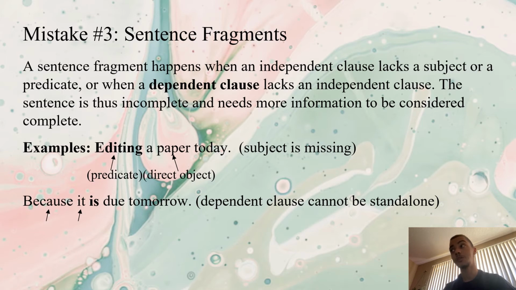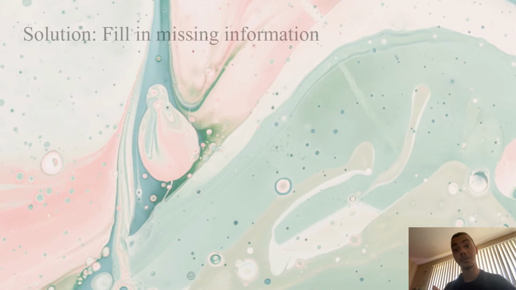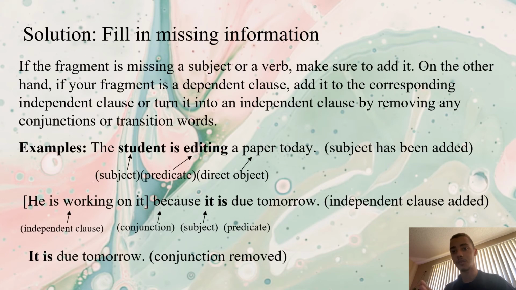The way we would put together our solution here is to fill in the missing information depending on what the sentence is. If you're missing a subject, just make sure to add that. If you're missing the verb, make sure to add that. If your fragment is a dependent clause, you can either turn it into an independent clause by removing any conjunctions or unnecessary words, or you can add it on to the end of an independent clause to give it the context it needs. So what we did here is we changed the examples so that they're correct.